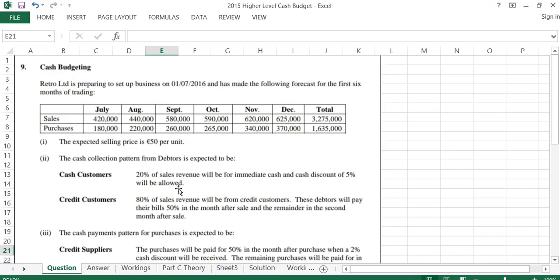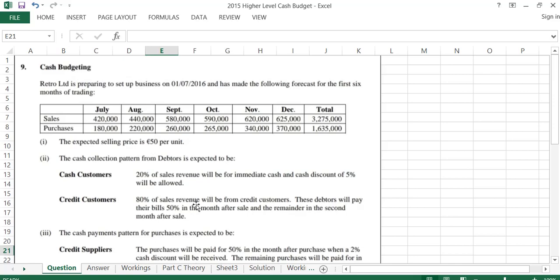It says that the cash collection pattern from debtors is expected to be: the cash customers, 20% of sales revenue, will be for immediate cash and a discount of 5% will be allowed. So 20% of the people who buy pay by cash. The remainder, the other 80%, pay on credit. So 80% of the sales revenue will be from credit customers.